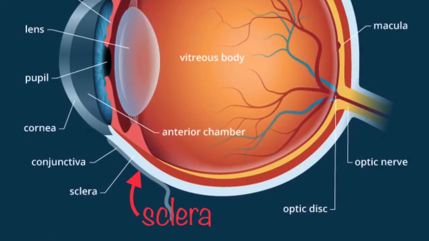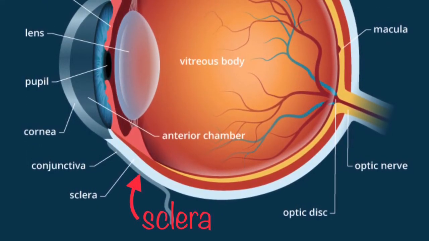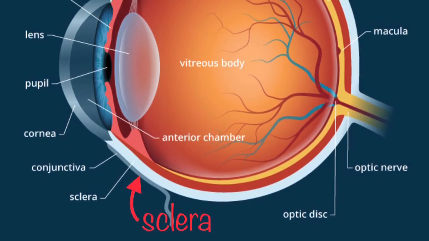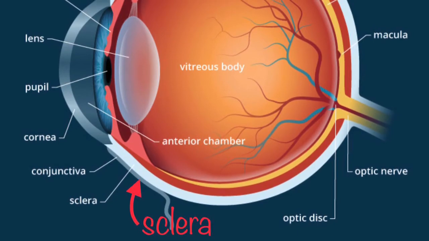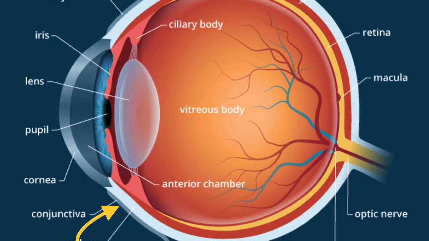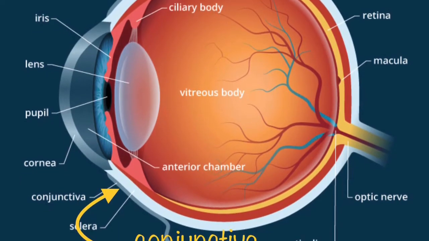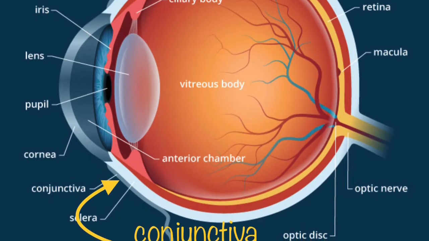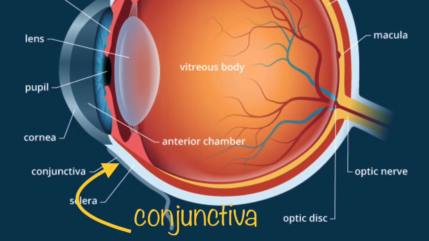The sclera is the next structure of the eye. It is the white part of the eye that is a tough outer protective layer that helps to protect your eyes. The next structure is called the conjunctiva. This is the clear membrane that covers the sclera, which was the white, tough outer layer we just talked about. It lines the inner portion of the eyelids.